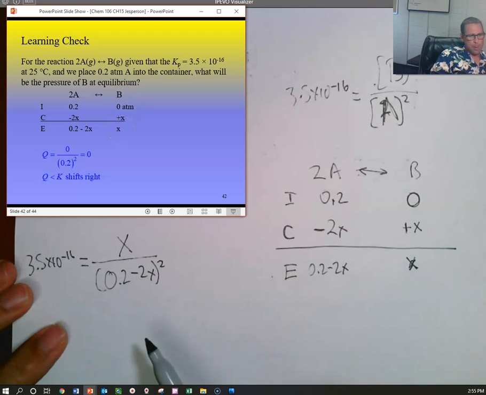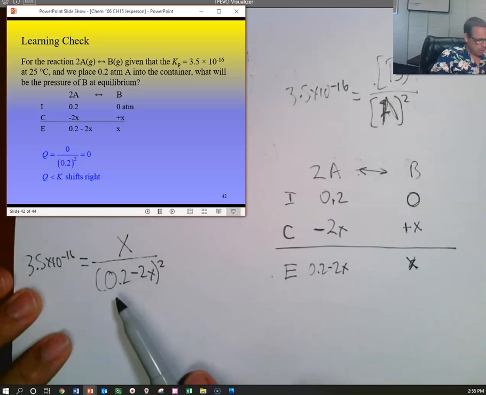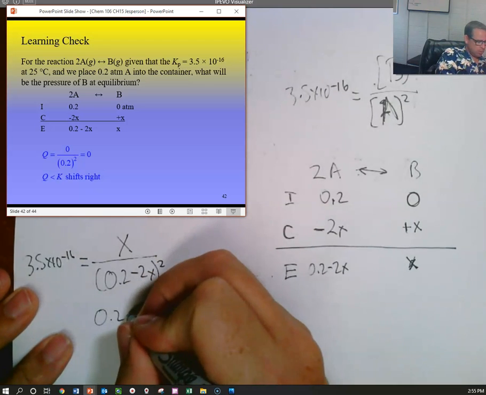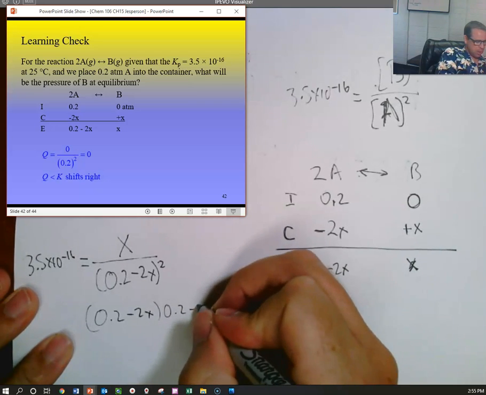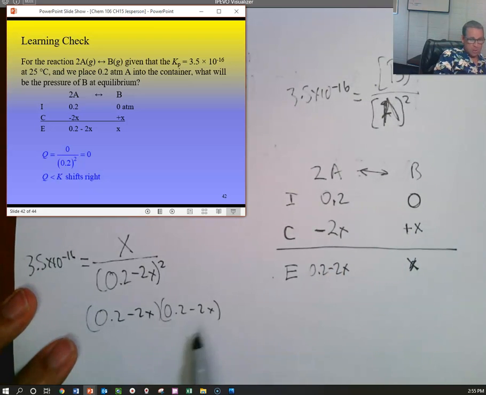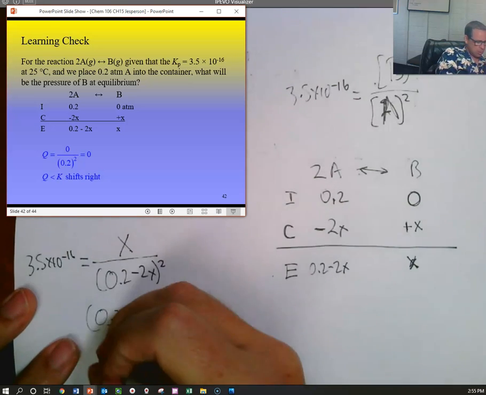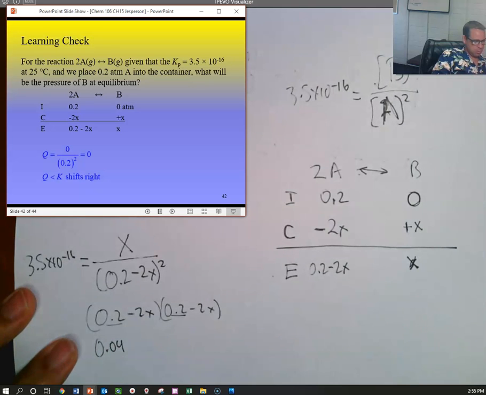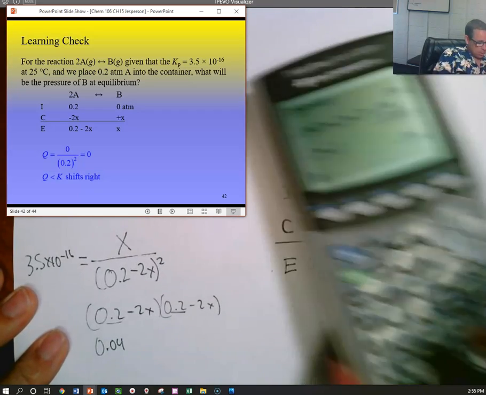All right, now, how do we solve this mathematically? 0.2 minus 2x squared. Remember how to solve this? It's a polynomial, right? With FOIL, 0.2 times 0.2, 0.04. Is that right? That's right, right? Yep.